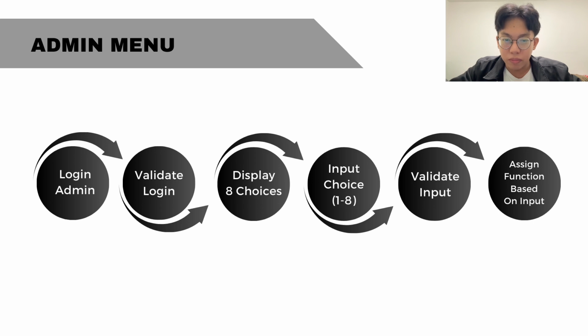After selecting an option by entering a number between 1 and 8, the system performs input validation. If the input is invalid, such as entering a number outside the range or a non-numeric character, the system notifies the admin and asks for a valid choice. Once a valid input is provided, the system assigns and executes the corresponding function. For instance, option 1, viewing rooms, option 2, viewing employees, option 3, viewing customers, and so on until all 8 options are covered. Each function performs a specific task critical to the system's operations.